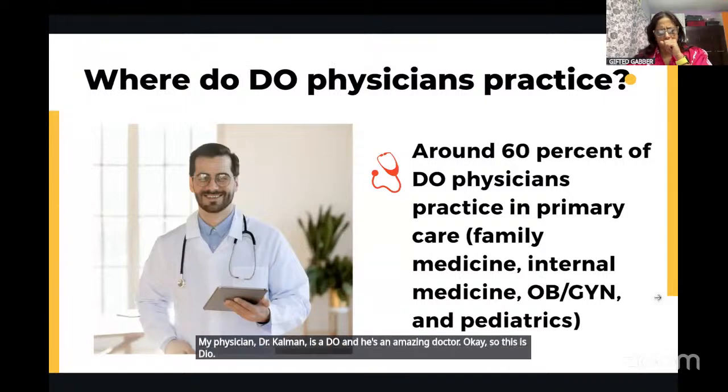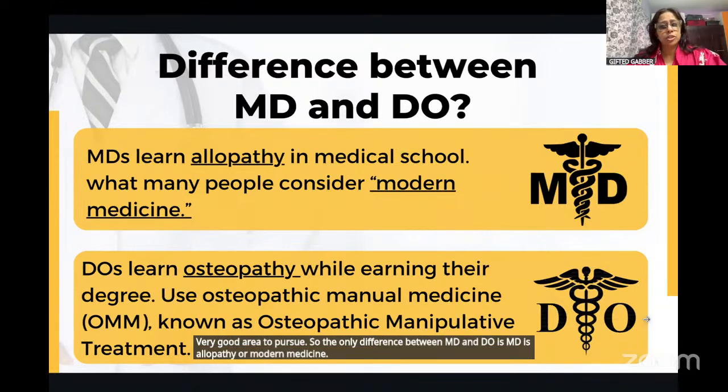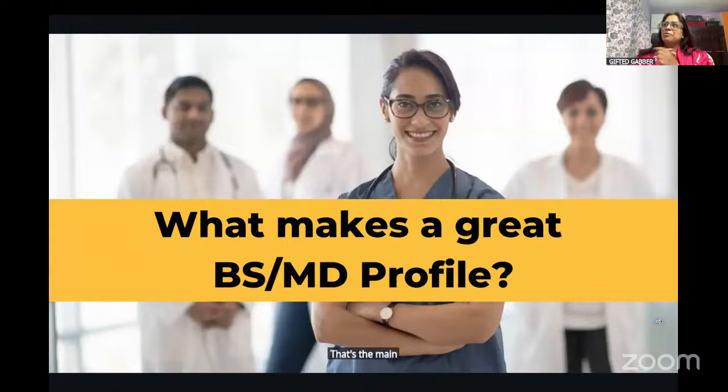Also, a lot of DO doctors go into sports medicine, which is very, very popular. So many of my students have said, "Oh, Joe, I want to go and treat basketball players and make millions," right? So it's a very up and coming field, a very good area to pursue. The only difference between MD and DO is that MD is allopathy, or modern medicine, and DO is osteopathic manual medicine, or manipulative treatment. That's the main difference.